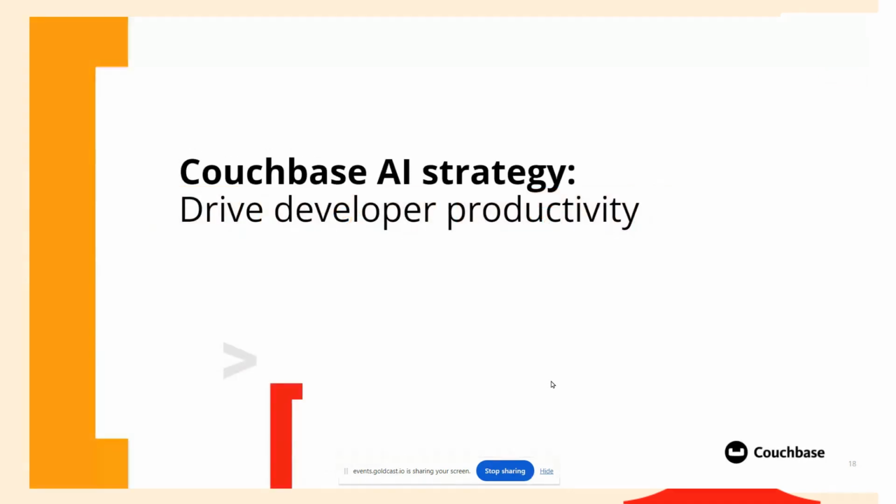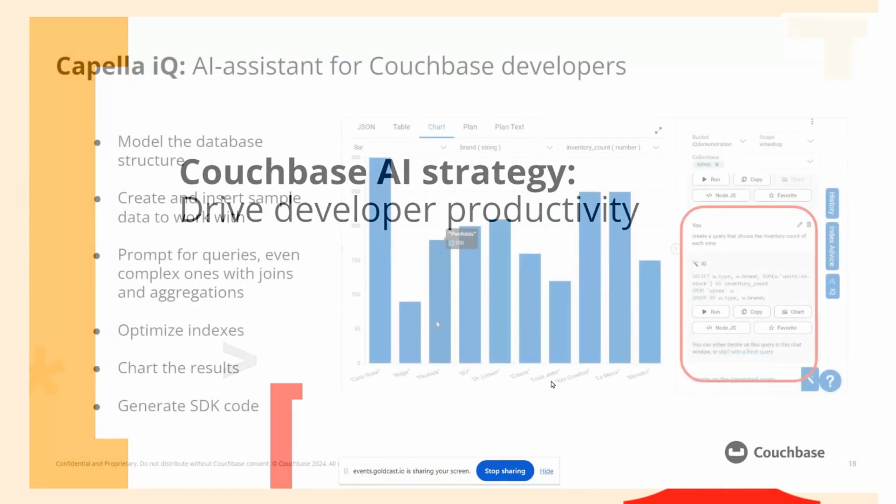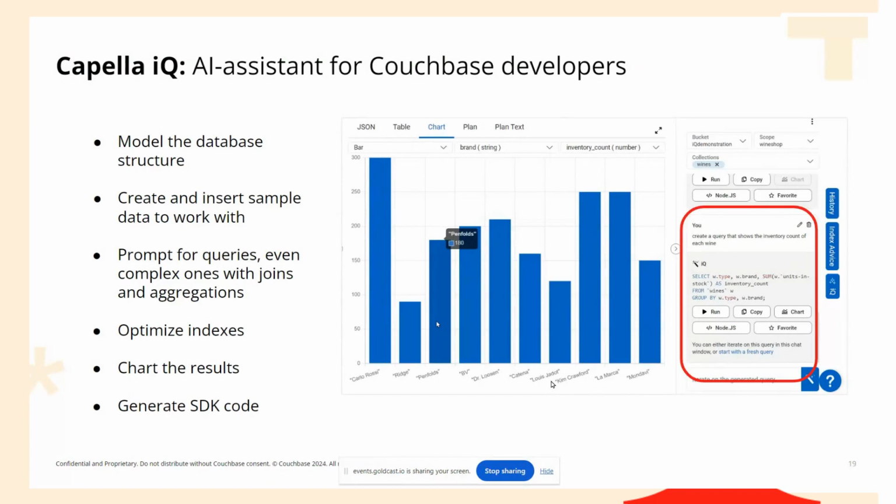All right, so now let's talk a little bit about one of the ways where we're delivering on that developer productivity strategy. So Capella IQ is our AI-based development assistant, and it's built into Capella. And it's great for helping new developers who are new to Couchbase adopt a NoSQL database. But it's also great for speeding up the tedious tasks for seasoned Couchbase developers.